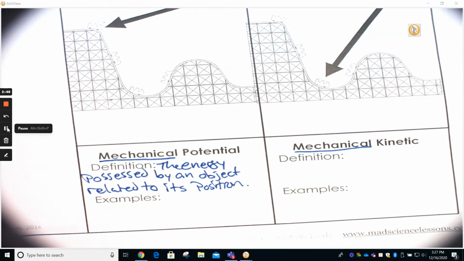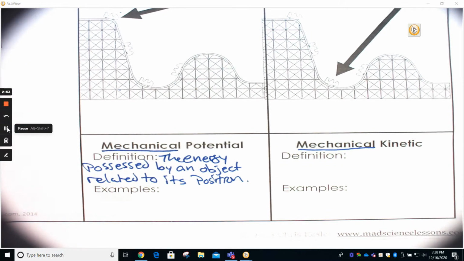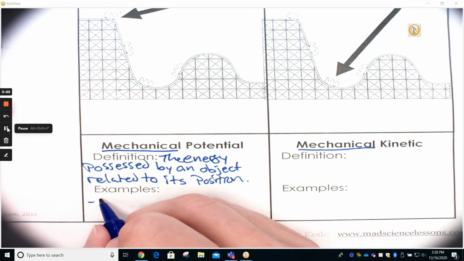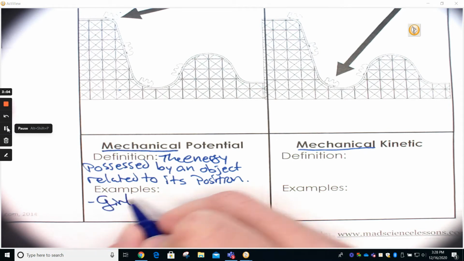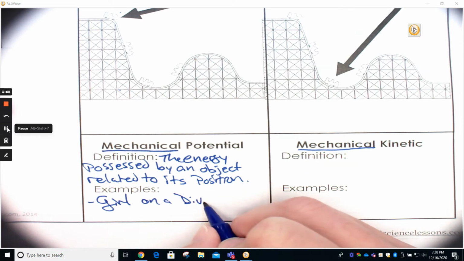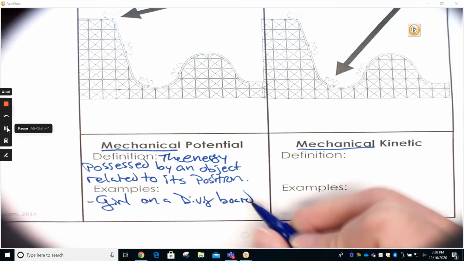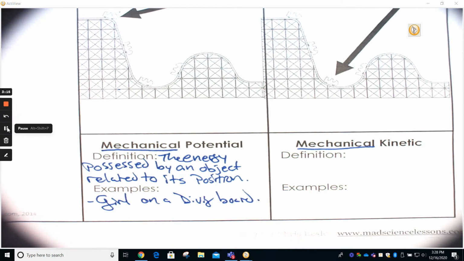So some examples of this, just like we talked about, if you can think of a better one, you can write it down, but we could say a girl on a diving board, a skier at the top of a hill, my plant hanging off of my shelf over there. Any of these are good ones. I'm just going to write a girl on a diving board. She's getting ready to jump. So that'll be my example for that.